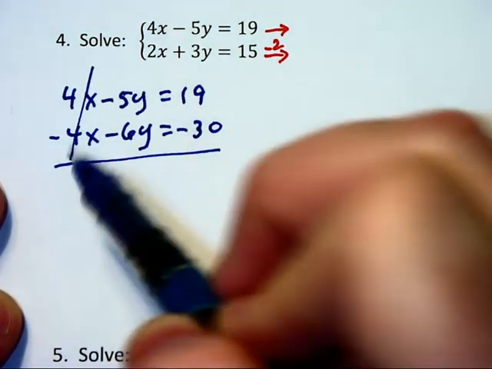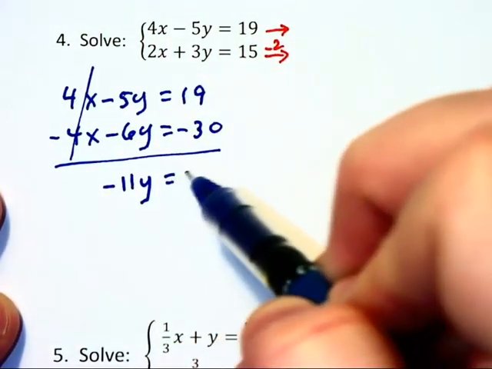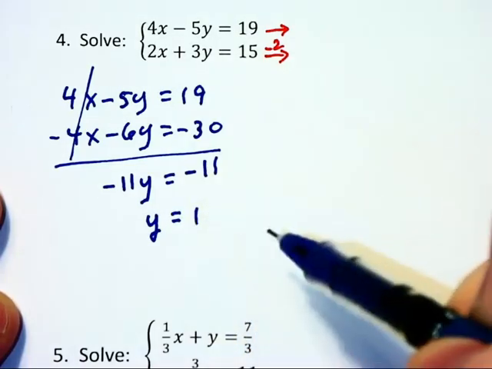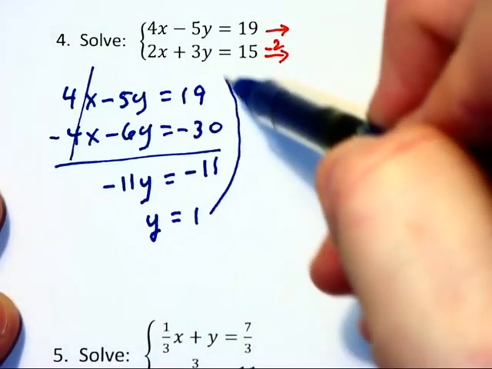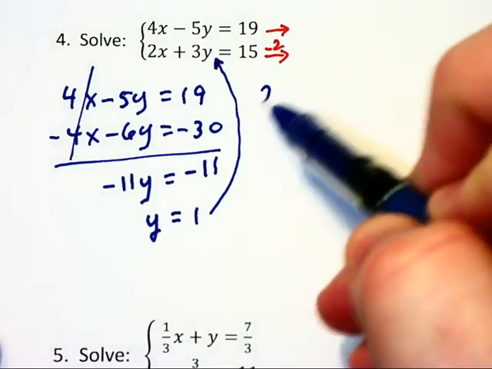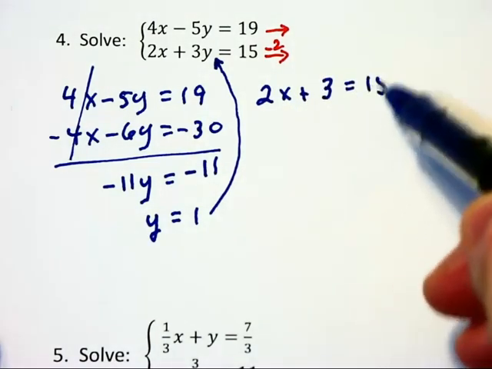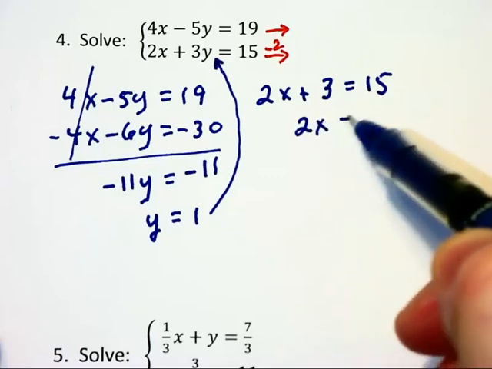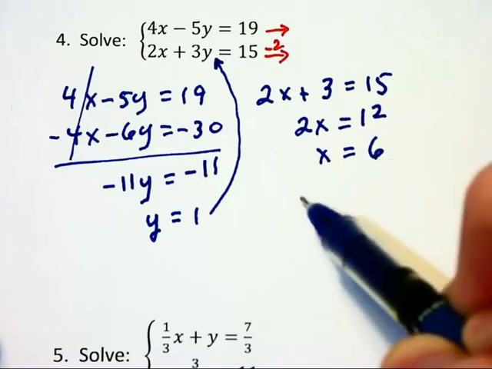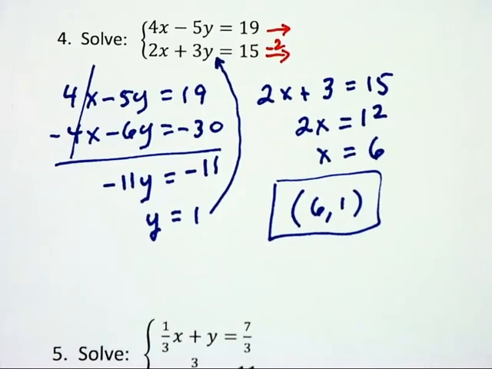And we've designed it so that those x's would cancel each other out, and we have -11y is equal to -11, and dividing each side by -11 we have +1. Now we need a value for x, so I'm going to substitute 1 into that bottom original equation, and that gives us 2x plus 3 times 1, which is 3, is equal to 15. Subtracting 3 on each side, we have 2x is equal to 12, and therefore x is equal to 6. And so our solution is the coordinate point 6, 1, where these two lines intersect.